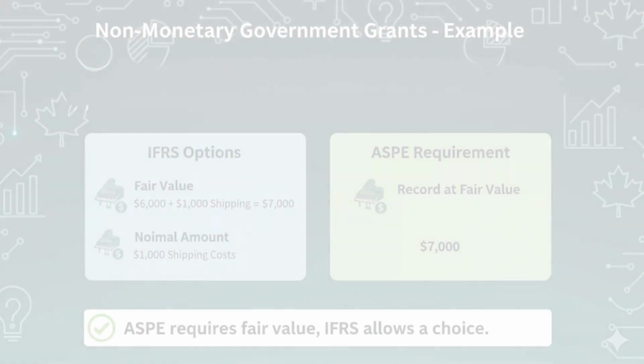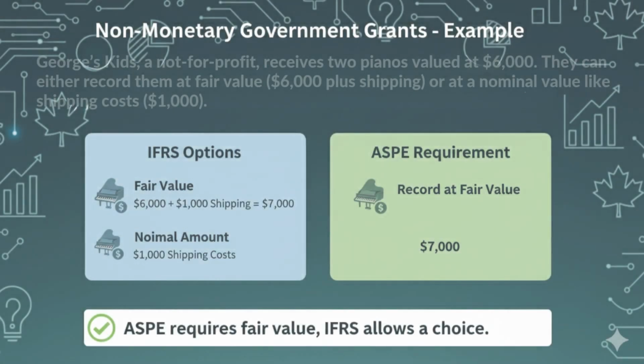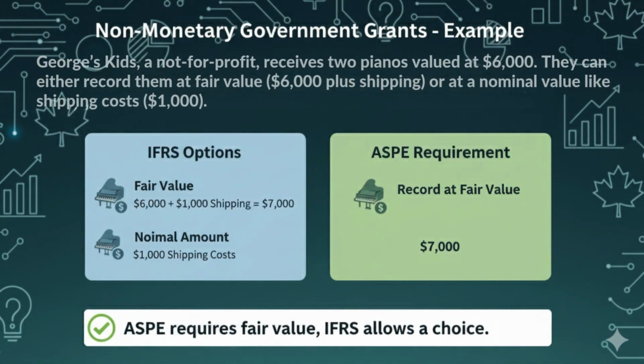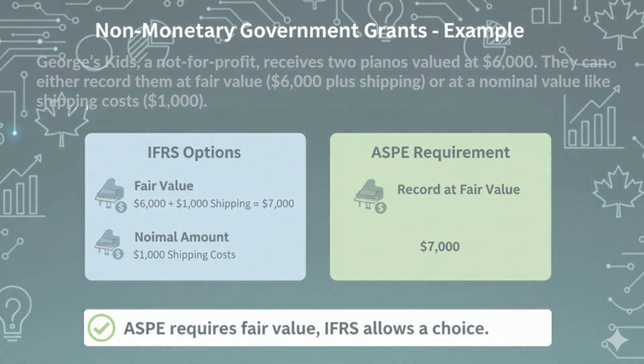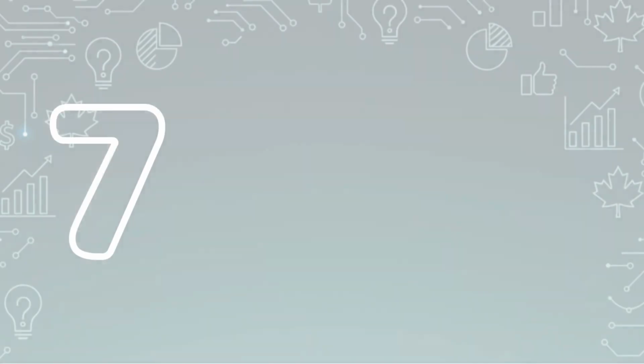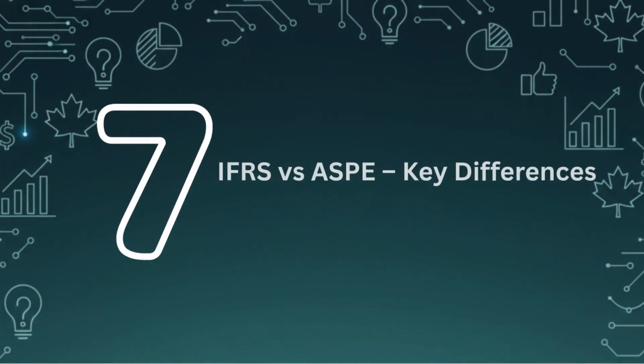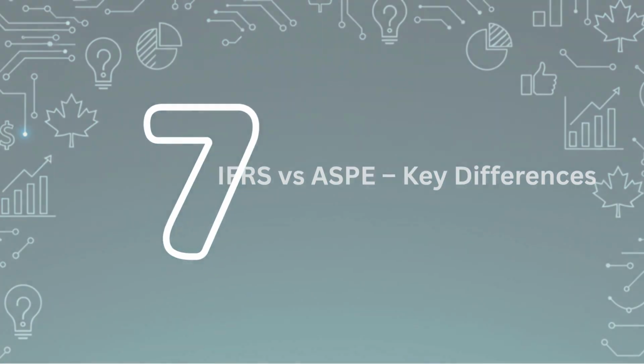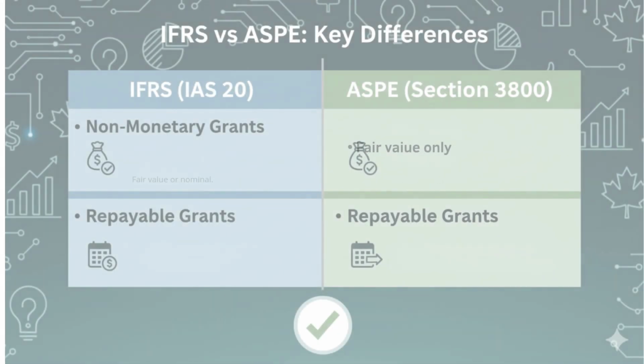Example, George's Kids, a not-for-profit, receives 2 pianos valued at $6,000. They can either record them at fair value, $6,000 plus shipping, or at a nominal value like shipping costs, $1,000. Under ASPE, however, this choice disappears. You must record at fair value. Speaking of ASPE, let's move on to the key differences. This is where examiners love to test you.